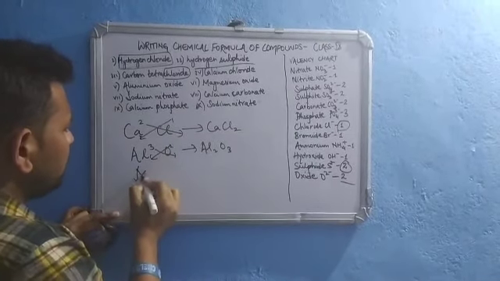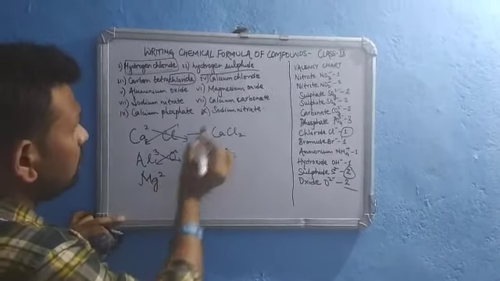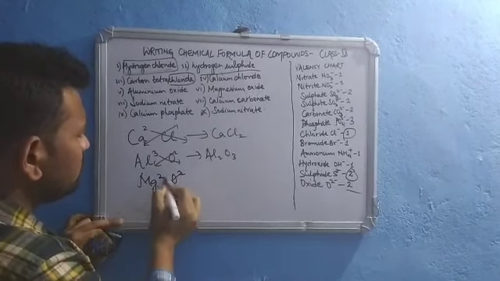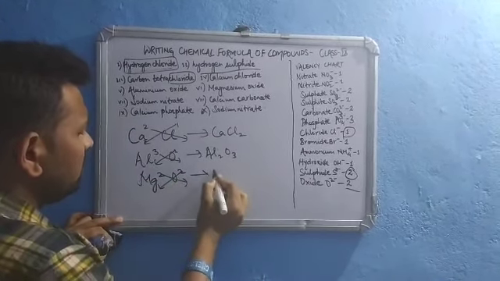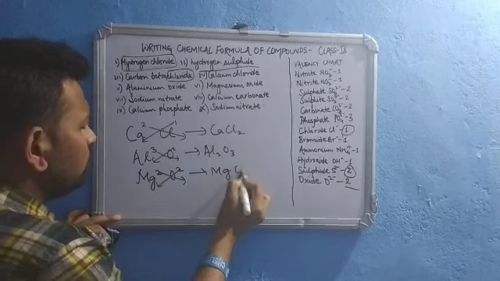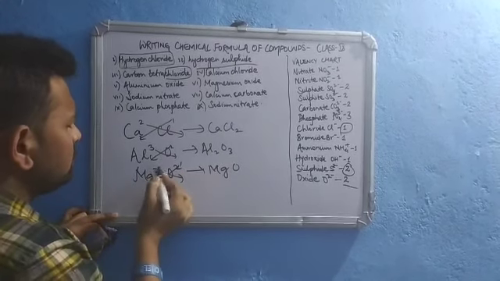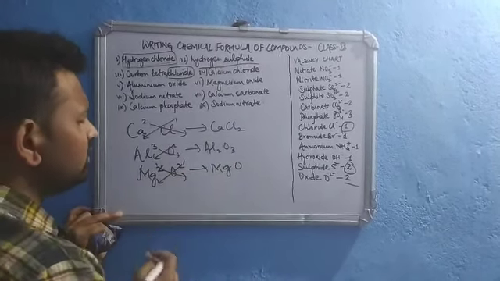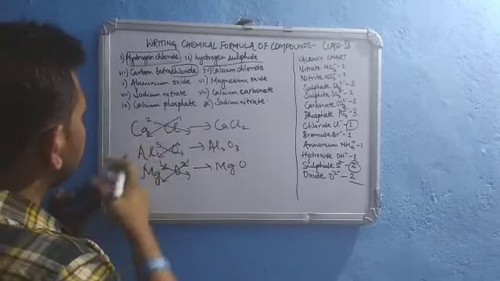Magnesium oxide. Magnesium valency 2, oxygen valency 2. So crisscross. What do we get? MgO. 2 and 2 will cancel. 2 1s are 2, 2 1s are 2. So what we get is MgO. Are you understanding? So we have reached here.